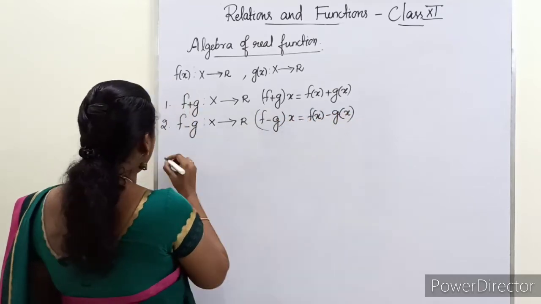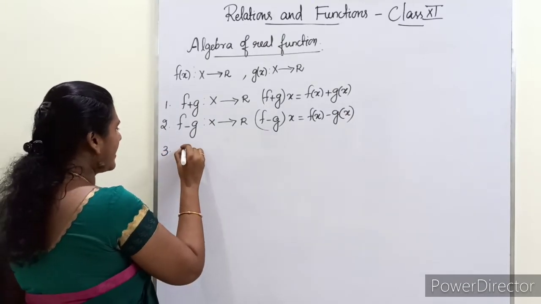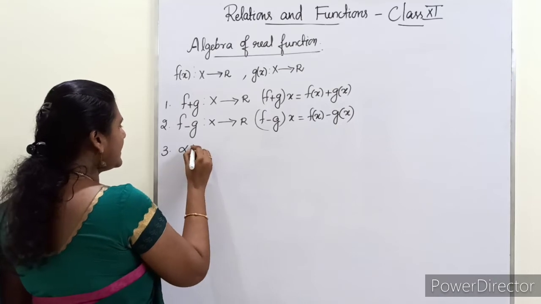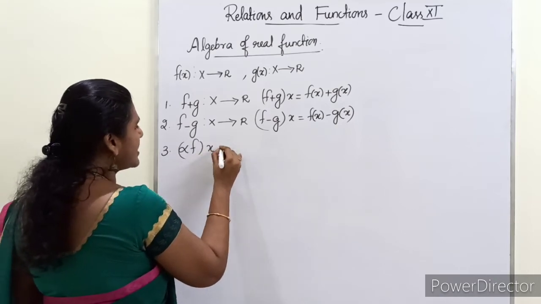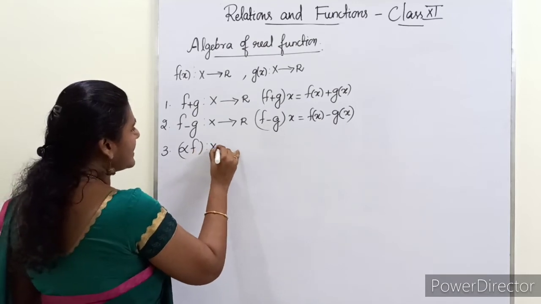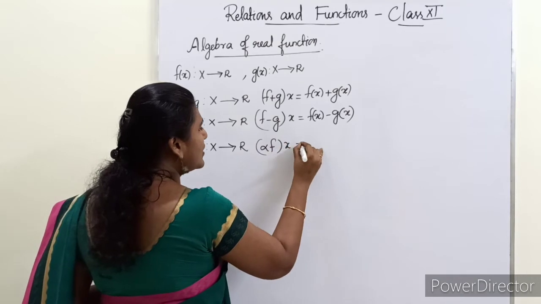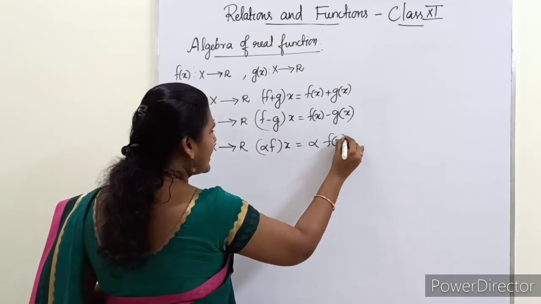Then what is the third one? Multiplication by a scalar, where alpha is a constant. Alpha f is defined from X to R by (alpha f)(x) equals alpha into f(x).